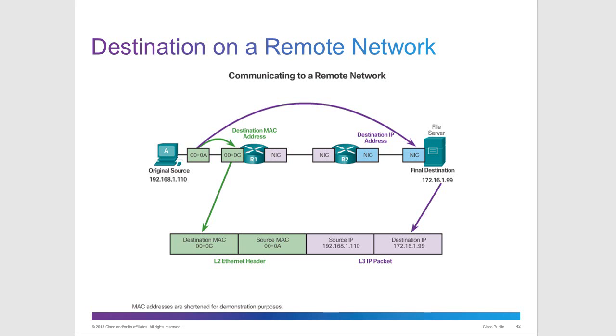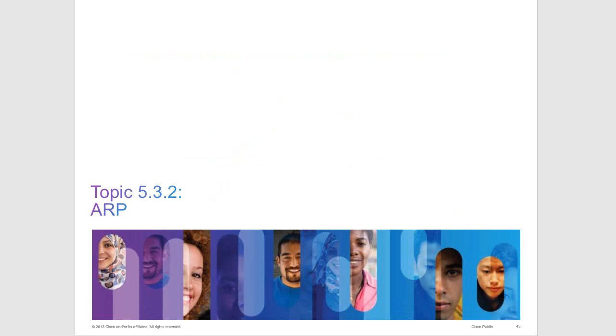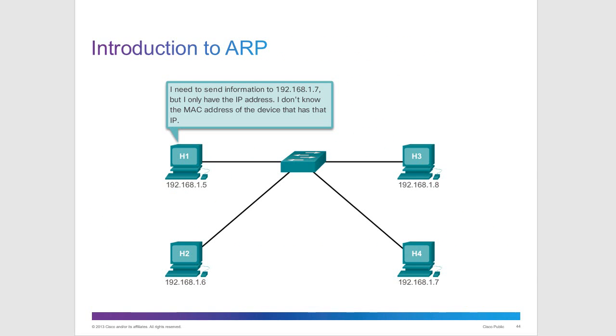It may know the destination IP, and it will through either the DNS server or other means, but we need to know the MAC address as well. That's where ARP comes in. Okay, so we've got host H1 needing to send information to H4 over here. It doesn't know the MAC address of that device that has the IP 192.168.1.7. So ARP is the function you're going to use to learn that MAC address.